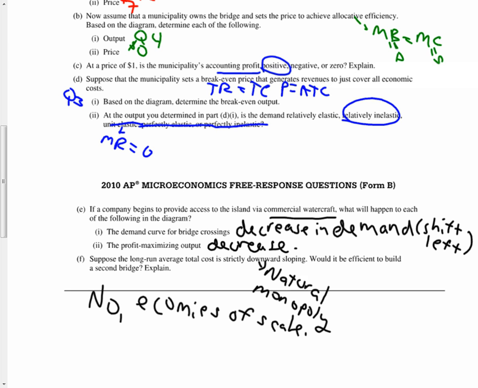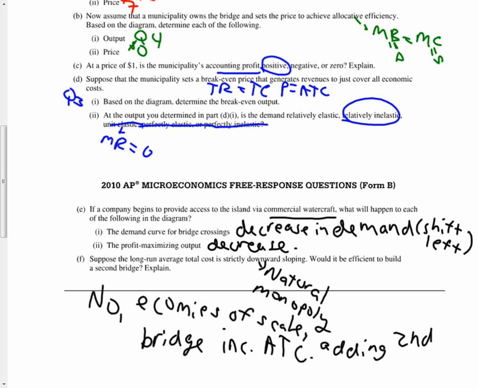Adding a second bridge would increase the total cost. So there's a full worked out problem on natural monopoly.